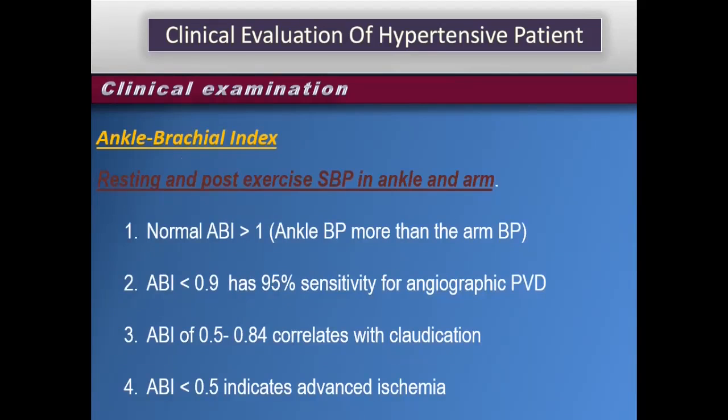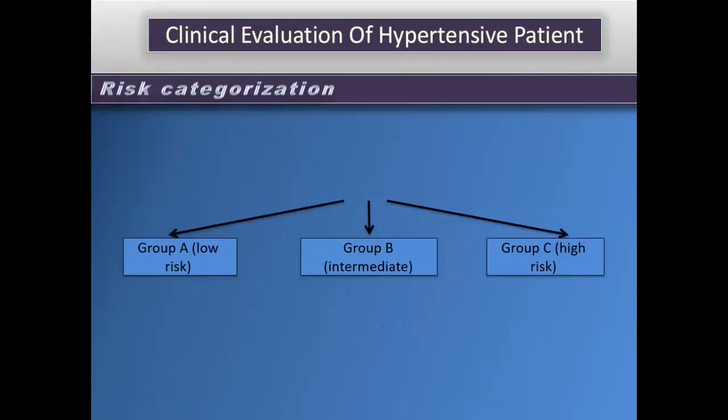What is ankle brachial index? Ankle brachial index is a simple non-invasive test to diagnose peripheral arterial disease. Normally it is 1 or more than 1. If it is 0.9, it indicates peripheral arterial disease, and it is correlated with angiography. And if it is from 0.5 to 0.84, it correlates with intermittent claudication. If it is 0.5 or lower than that, it indicates advanced lower limb ischemia.